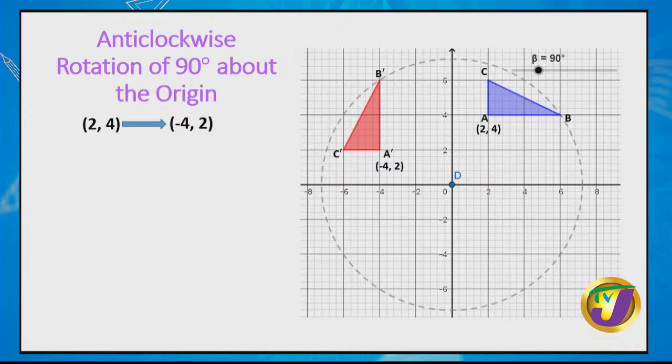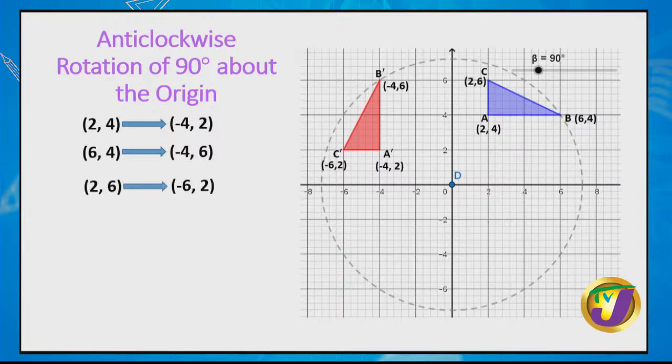I want you to look at the points. I need you to observe what's happening. Let's check now the pair B and B prime. So B we have 6, 4, and B prime coordinates -4, 6. All right, let's check C, see if we see anything. So C we had 2, 6 as the coordinate, and C prime -6, 2.